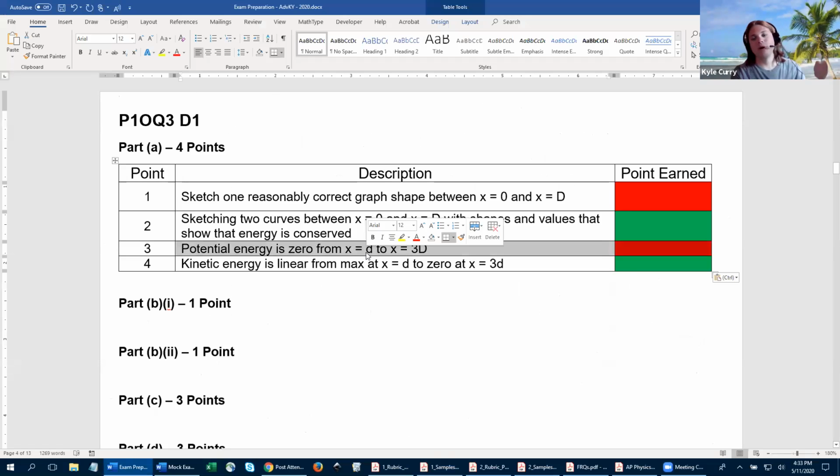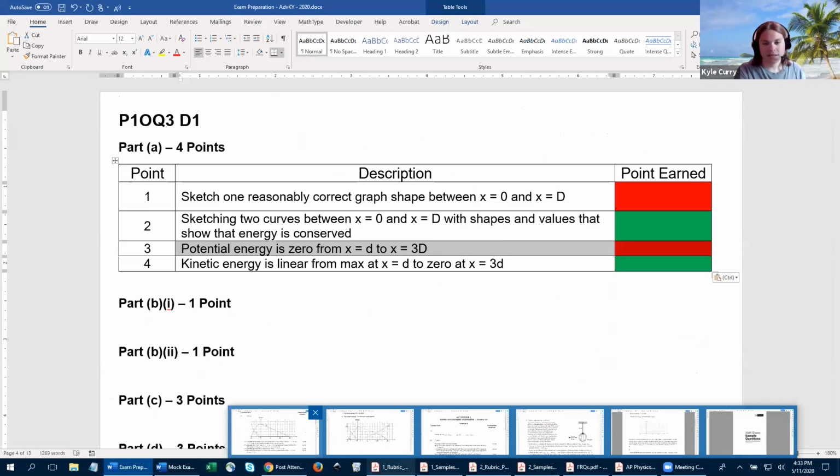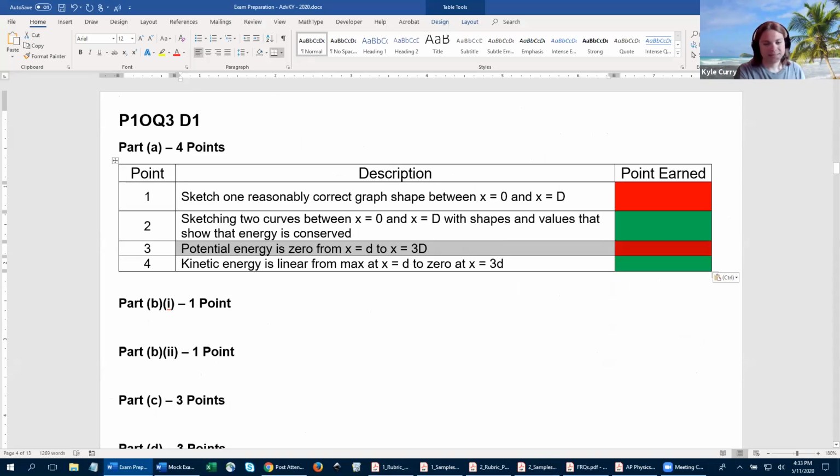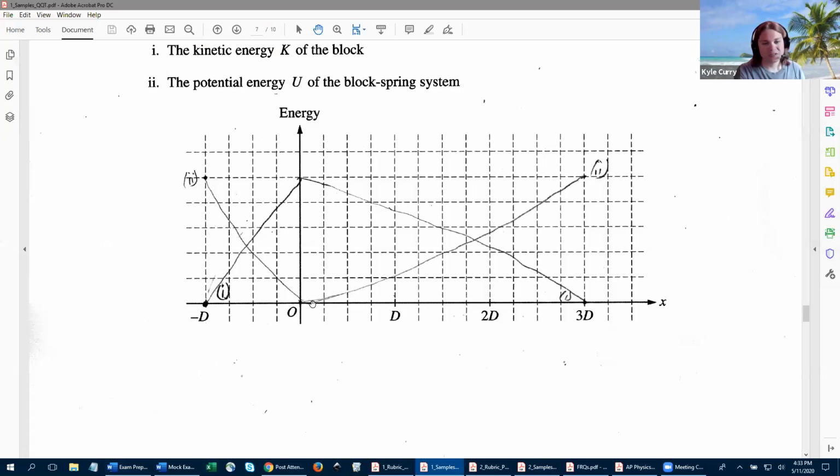My favorite point was not earned. That's the potential energy is 0 from x equals d to x equals 3d. That was a simple point to get, but no, I guess maybe this person was assuming the spring was staying attached to the block. I'm not really sure.